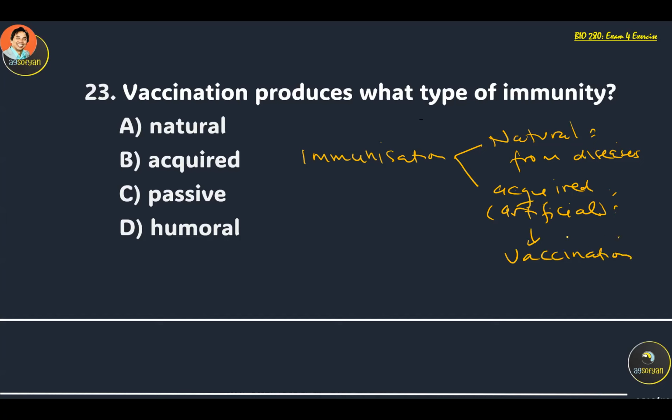Vaccination is actually we put agents like viruses into our body to be immune against that disease. So it's going to be acquired or artificial.